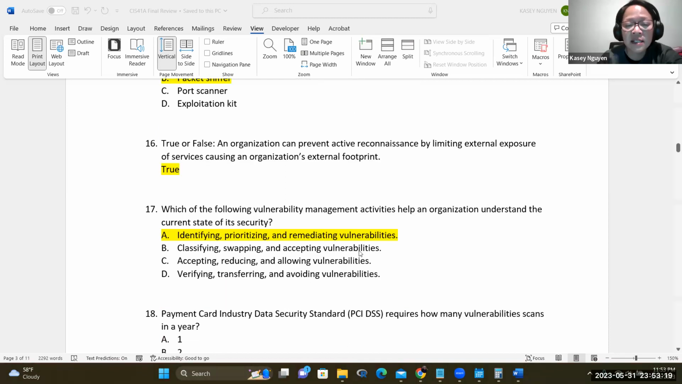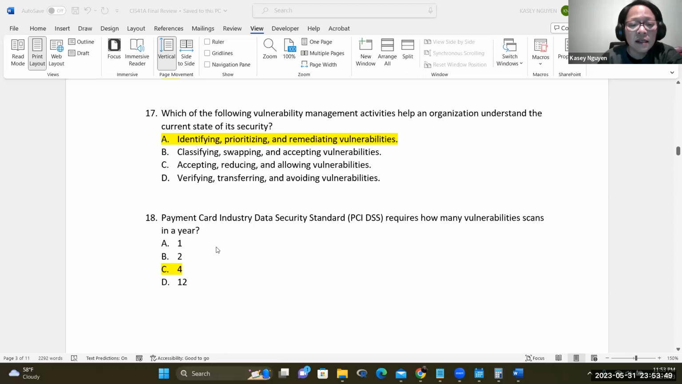Understand the current state of its security. That would be A, identifying, prioritizing, and remediating vulnerabilities. So we need to see our existing vulnerabilities. We need to make sure that we prioritize them based on the most critical level. And from there, we would remediate the most critical areas downward. So A for 17.